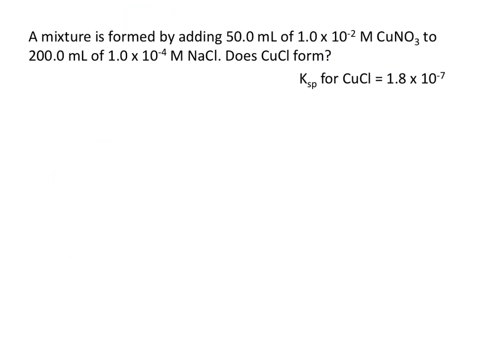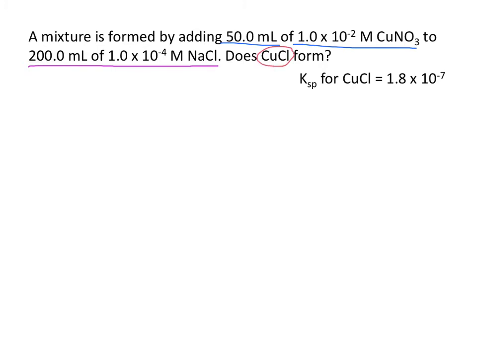Okay, let's look at one more problem that's very similar to the problem before. Actually, this one's even a tad bit simpler. A mixture is formed by adding 50 milliliters of 1 times 10 to the negative 2 molar copper nitrate to 200 milliliters of 1 times 10 to the negative 4 molar sodium chloride. Will the copper chloride form?